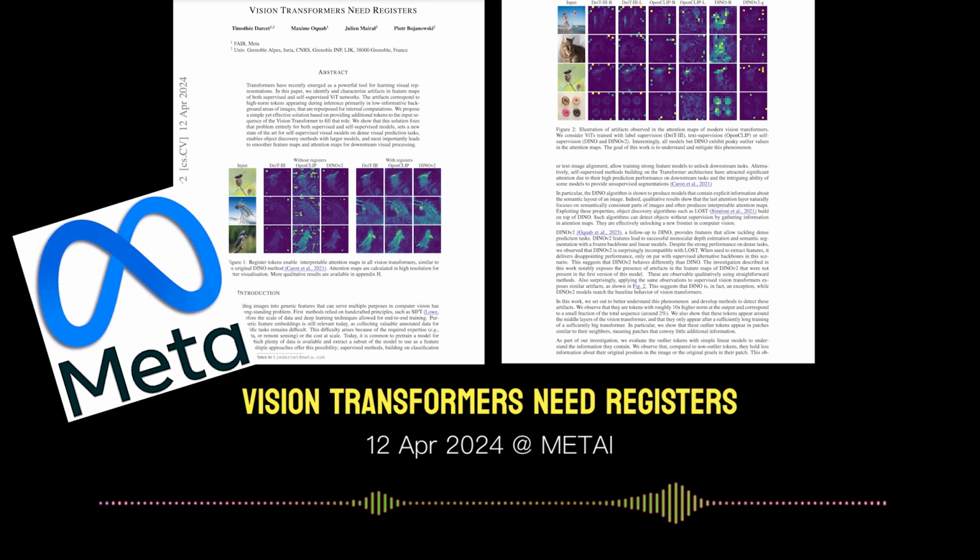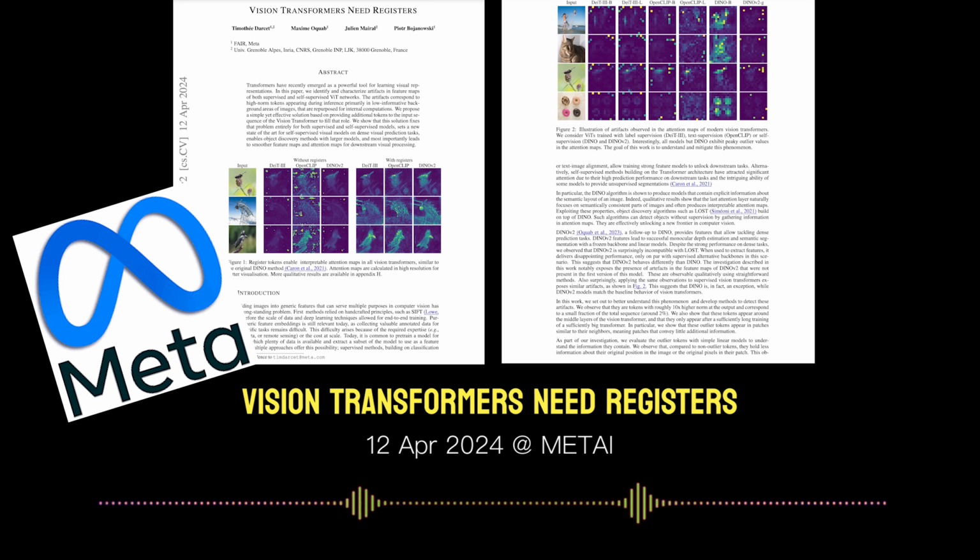They realized that the model was basically trying to find a way to represent global information, but it was doing it in a messy way by kind of hijacking these patch tokens. So it's like the model was trying to solve a problem but didn't have the right tools. So it improvised and repurposed some of its existing parts. Exactly. And that's when they had this aha moment.